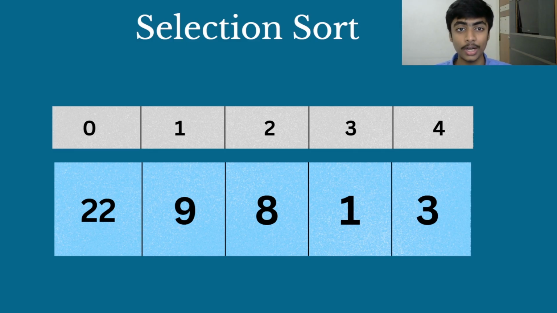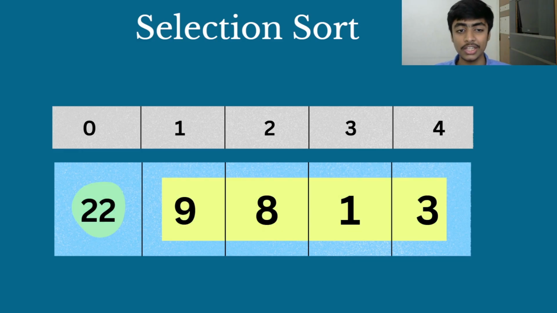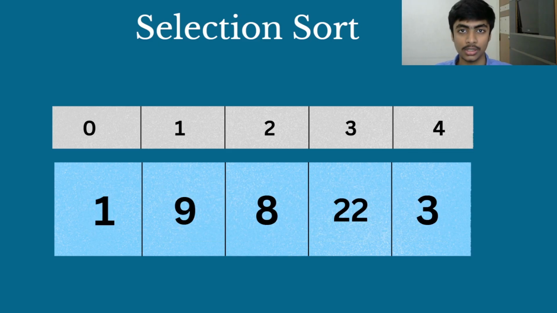So first, we'll try to get some intuition behind how this would work. What we're going to do in the selection sort is we're going to take each element of the array. First, we're going to take the first element of the array at index 0. This is 22. We're going to find the lowest value in the rest of the array. So in the yellow part of the array, we're going to find the lowest value. In this case, it's 1. Once we find it, we're going to swap these two values.